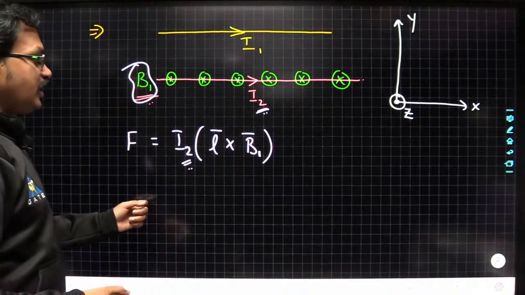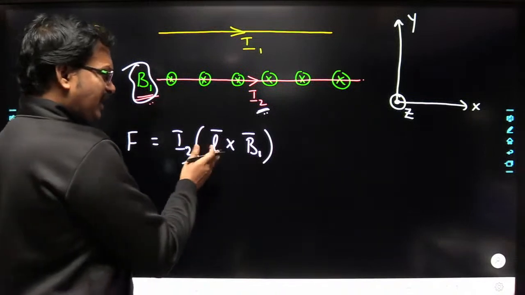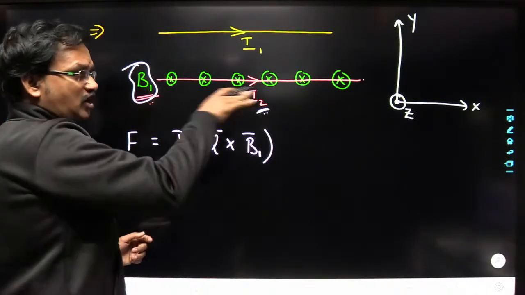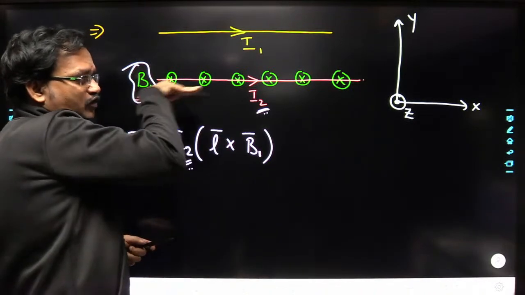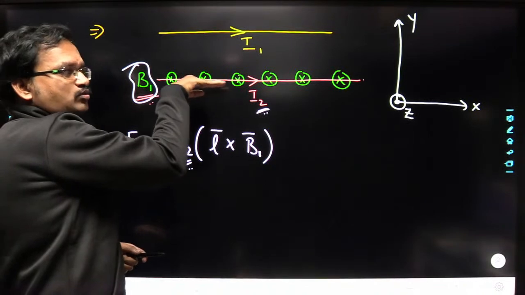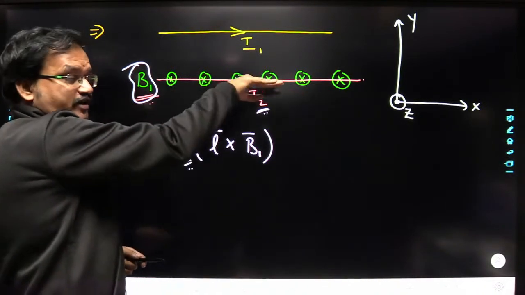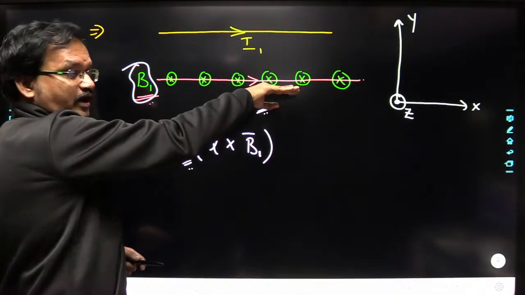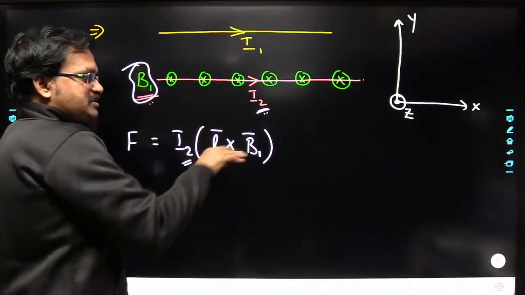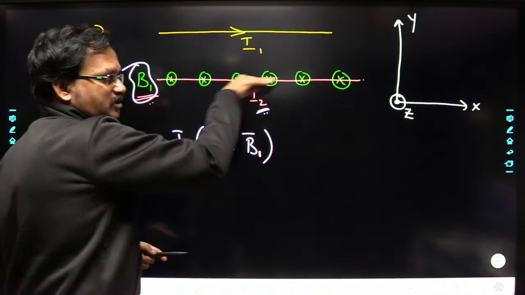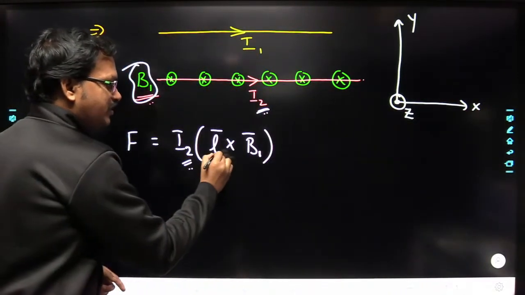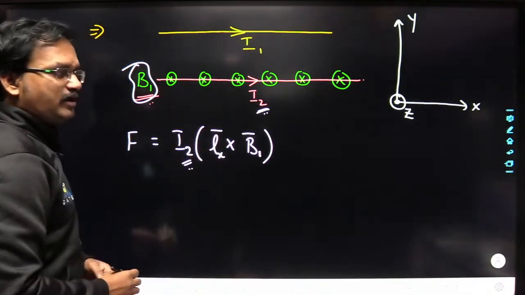Here L bar is nothing but the displacement of charge carriers. The current is flowing in this direction, which means the charge carriers are moving in this direction, right? So they are displacing in this direction, that means along the X direction. This displacement you can consider along the X direction.